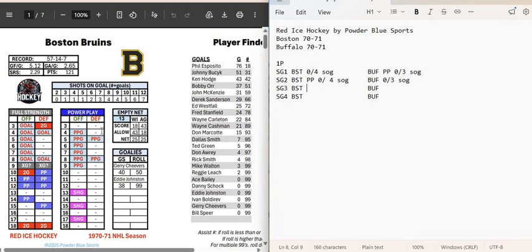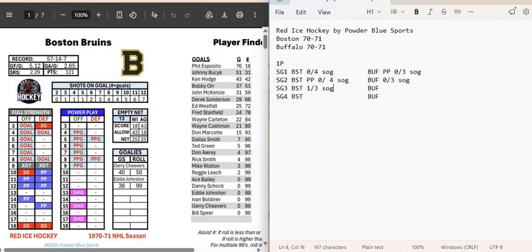I rolled low. That's going to be a goal. 5-6. We're at 6, goal. The Boston Bruins, 82 is going to score this. That is going to be Stanfield. So we're going to get a goal. And shots on goal is going to be 6. And we're going to add 1 for the shot, 3.